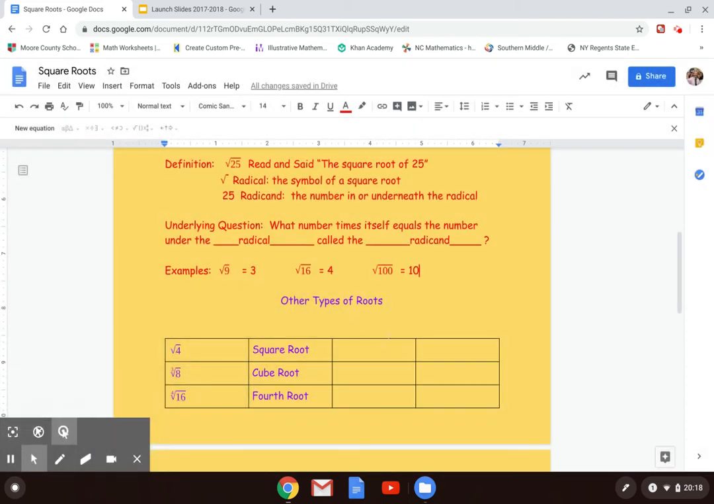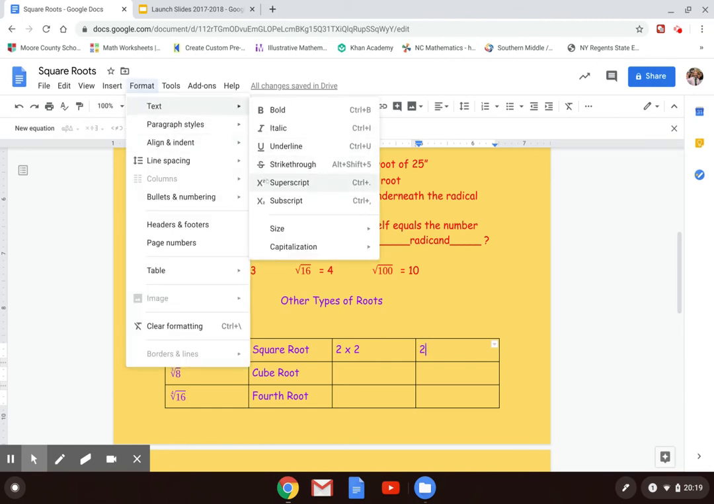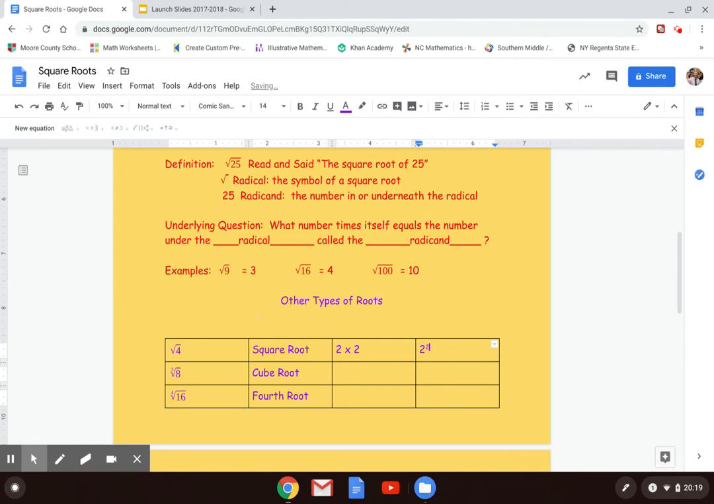So the square root of 4 is going to be what number multiplied by itself equals that number, so that would be 2 times 2. And if we wrote that exponentially, it would be 2 to the second power. Okay?